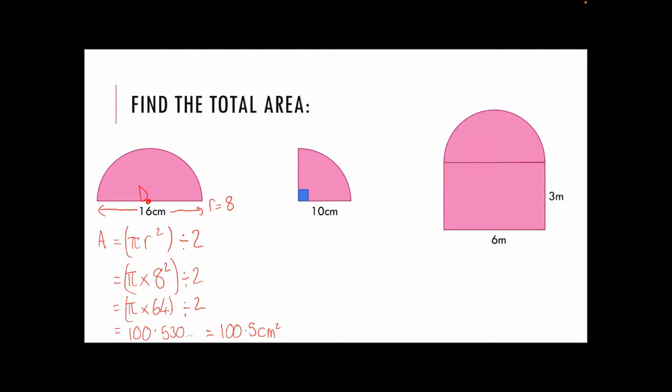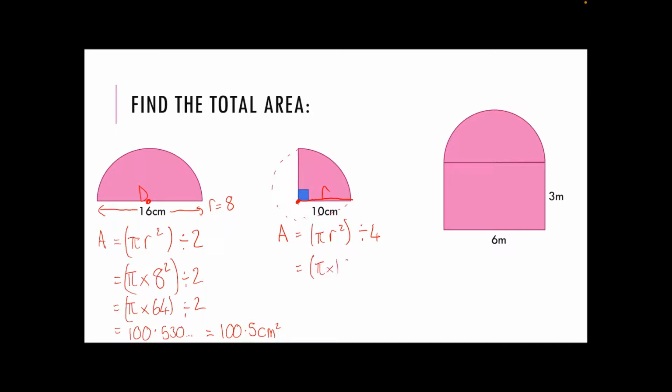Hopefully you can spot for the middle example then that we have got a quarter circle. So we are going to use our pi r squared formula and then divide by 4 because it's a quarter of a full circle. If you think about extending the full circle out, it would come round, obviously much bigger than that. So our centre is here, and if we are going from the centre out to one edge, then that is our radius.